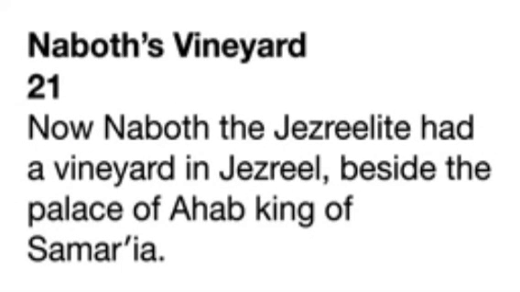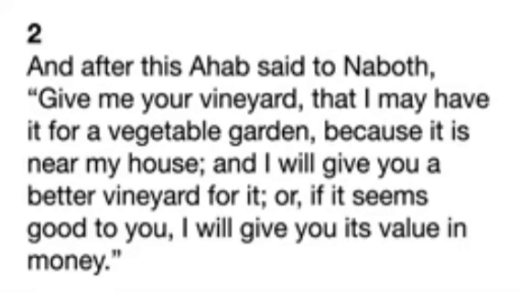Naboth's Vineyard. Now Naboth the Jezreelite had a vineyard in Jezreel, beside the palace of King Ahab, king of Samaria. And after this, Ahab said to Naboth, "Give me your vineyard, that I may have it for a vegetable garden, because it is near my house, and I will give you a better vineyard for it. Or, if it seems good to you, I will give you its value in money."